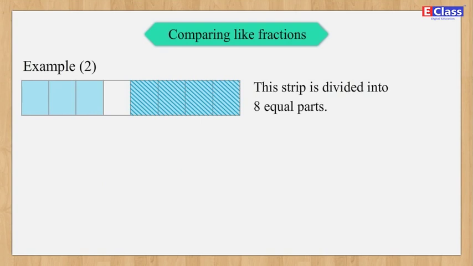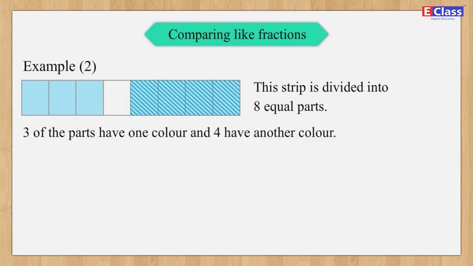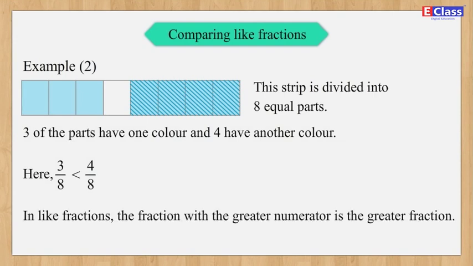Example 2. This strip is divided into 8 equal parts. 3 of the parts have one color and 4 have another color. Here, 3 upon 8 is lesser than 4 upon 8. In like fractions, the fraction with the greater numerator is the greater fraction.